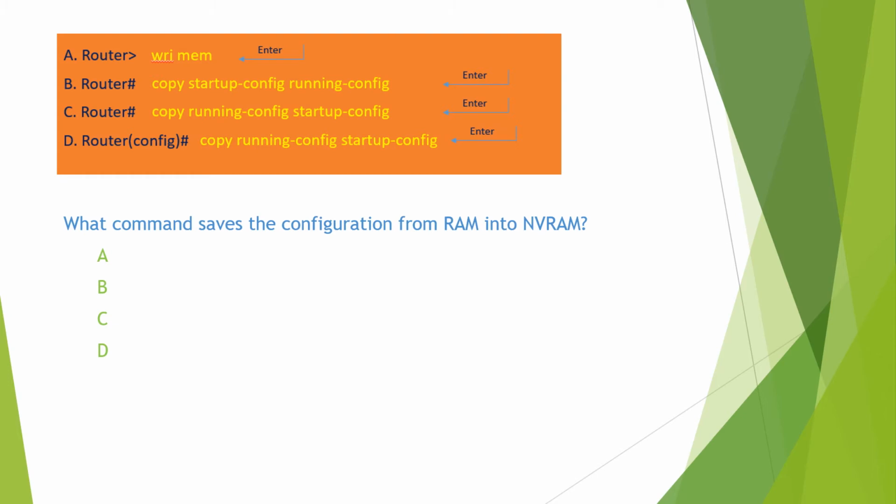For B, it's actually copy from the startup to the running config. This one is restoring the configuration from startup to running. So it's not the answer. C is copy from running to startup, which saves the current configuration into NVRAM. So the final answer is C. You can find the explanation for this question in the video.